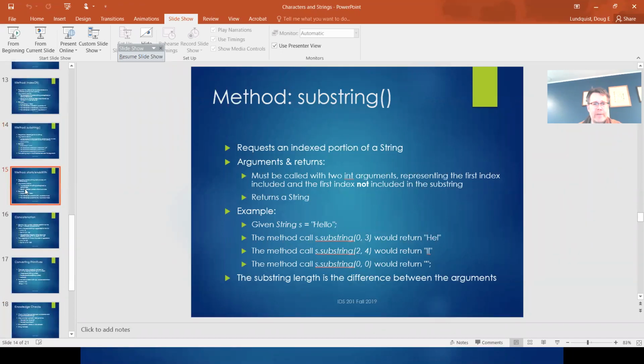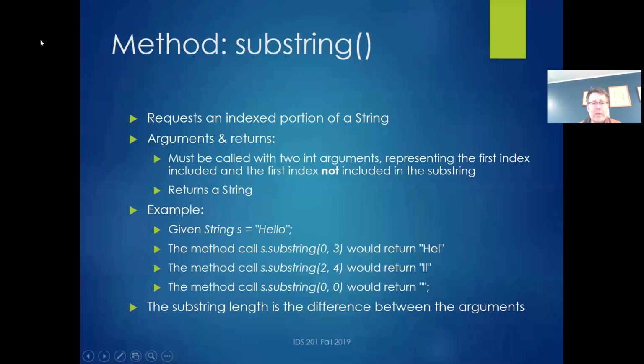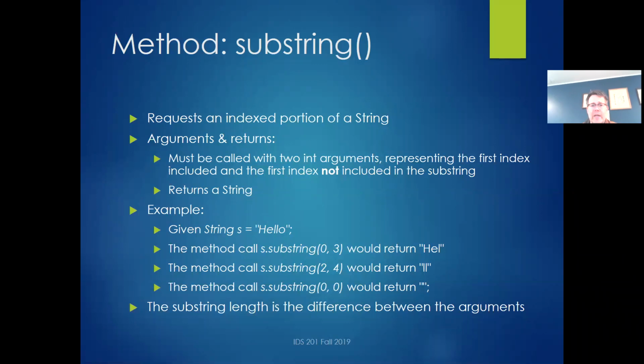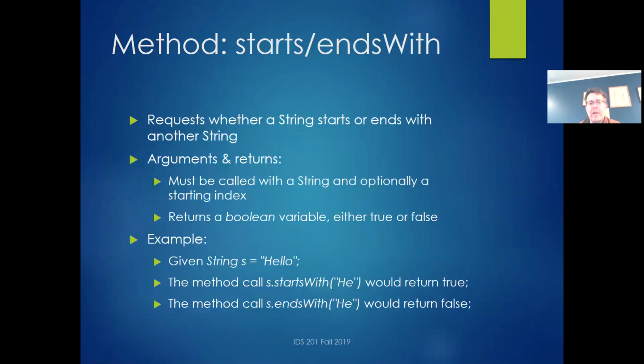Okay, moving on. Last one, starts with, ends with. Okay, this is a very simple one. It returns a string. Oh, sorry, I'm reading from the wrong thing. It returns a boolean variable. Boolean variable is either true or false. So with starts with, we check if the string starts with whatever string we send along as an argument, and ends with, of course, checks if the string ends with whatever string we sent along as an argument.